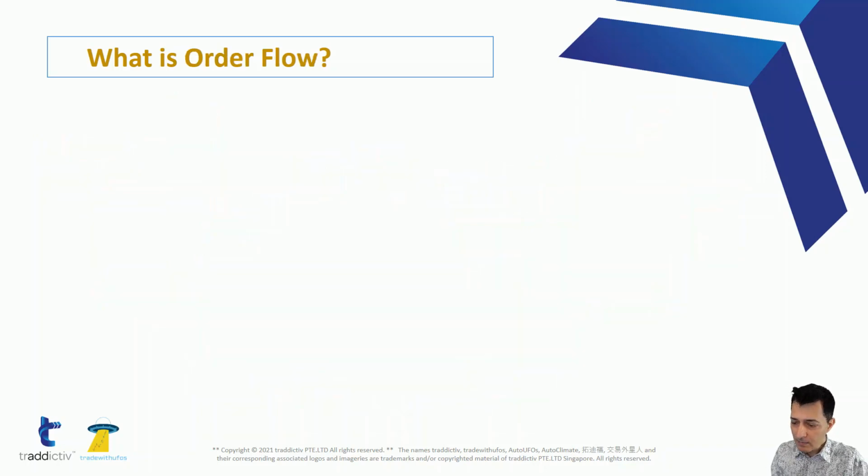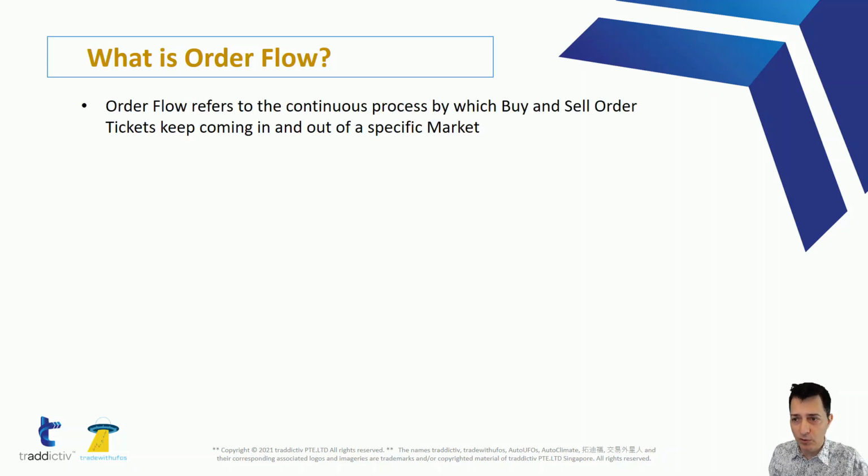Now, why are those UFOs relevant? Well, it's because of the order flow. This is going to be a little bit of a crash course on order flow, so we speak the same language. Order flow refers to the continuous process by which buy and sell orders keep entering and also exiting a market. As we speak, there are people clicking the buy and sell buttons on the internet. The orders enter the market, and when they get executed, a market movement happens.